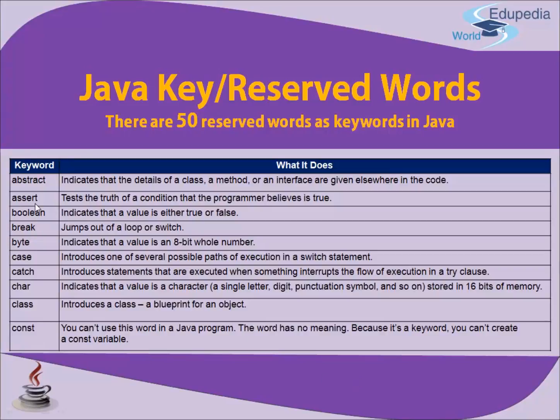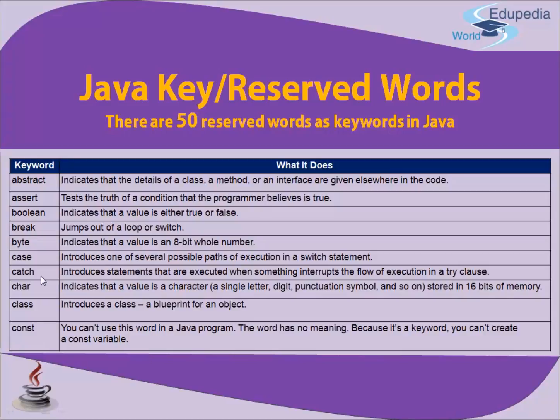Then you have assert, that tests the truth of a condition that a programmer believes is true. Then you have boolean, indicates that a value is either true or false. Then you have break, jumps out of a loop or switch. Then you have byte, it indicates that a value is an 8-bit whole number. Then you have case, introduces one of several possible paths of execution in a switch statement.